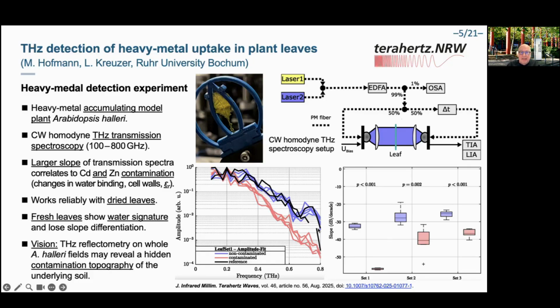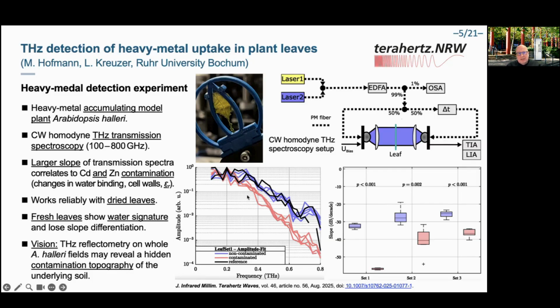What we see here on the lower left are results from a transmission measurement. What we can already observe here is a bunch of blue spectral responses and red spectral responses. The red ones stand for contaminated leaves, whereas the blue ones are the uncontaminated references. What we can see here is that the red curves undergo a much steeper rollover, so the larger slopes of the transmission spectra somehow correlate to the contamination, here in particular of cadmium and zinc.